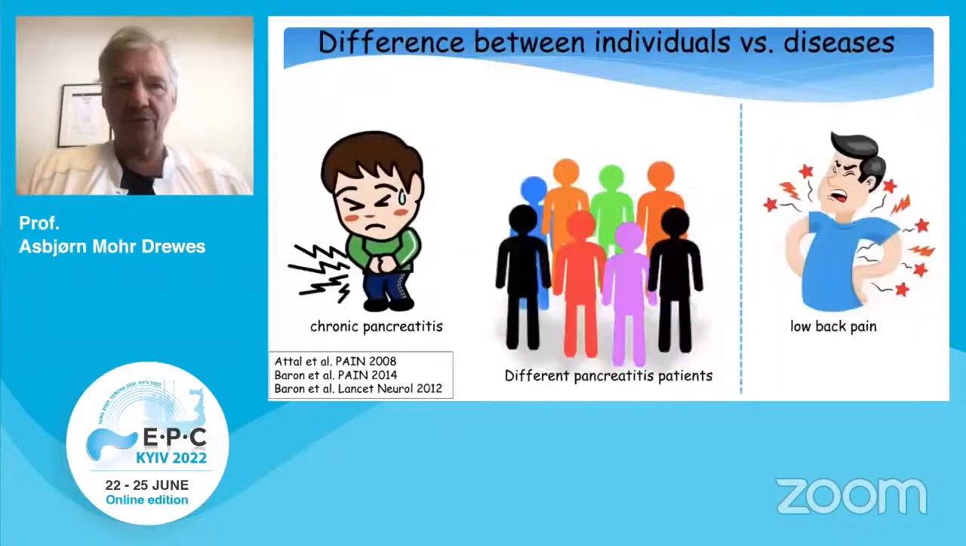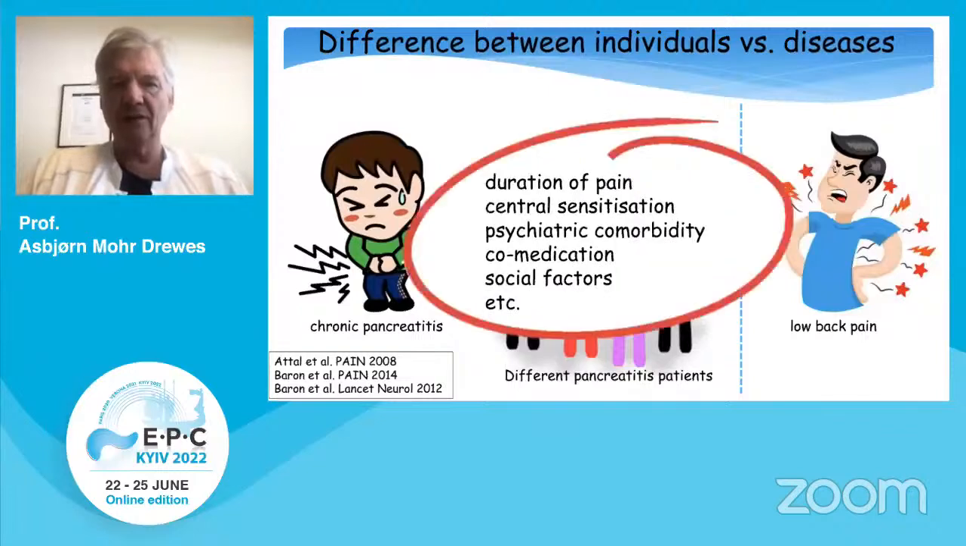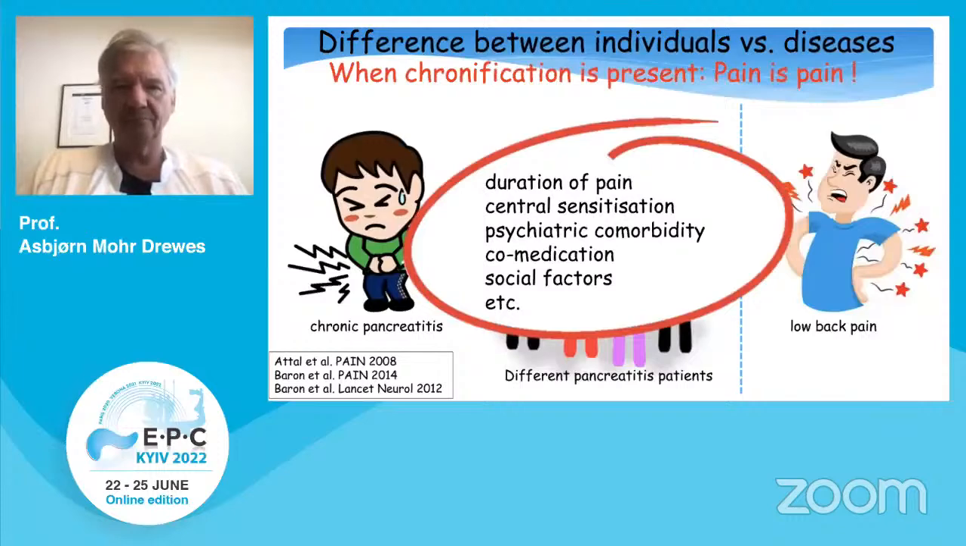But the good thing I'll tell you today is that the difference between individuals, for example here with chronic pancreatitis, is bigger than when it comes to two different diseases. So what I'm telling you here is that you can use the knowledge you have, for example, from patients with low back pain in patients with chronic pancreatitis, at least more or less. Because what means something when the disease has become chronic is more like the duration of the pain, the degree of central sensitization, the psychiatric comorbidity, the co-medication, social factors, and so on. In other words, when chronification is present, pain is pain.